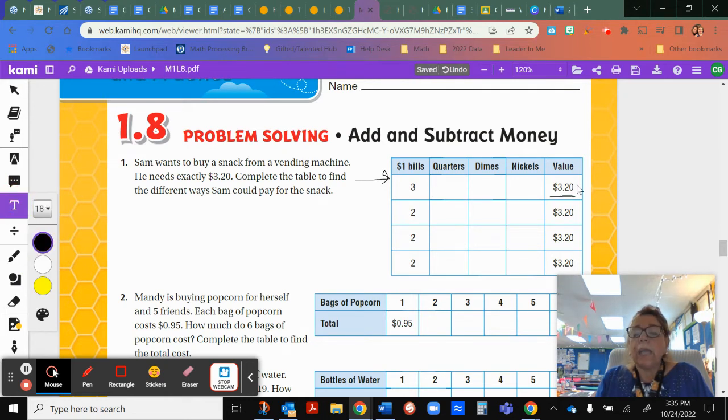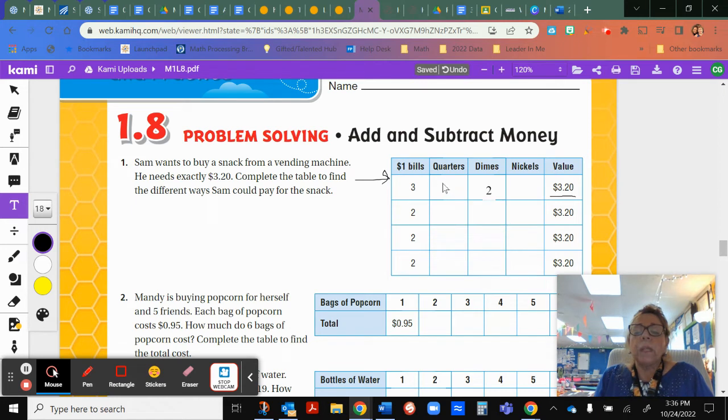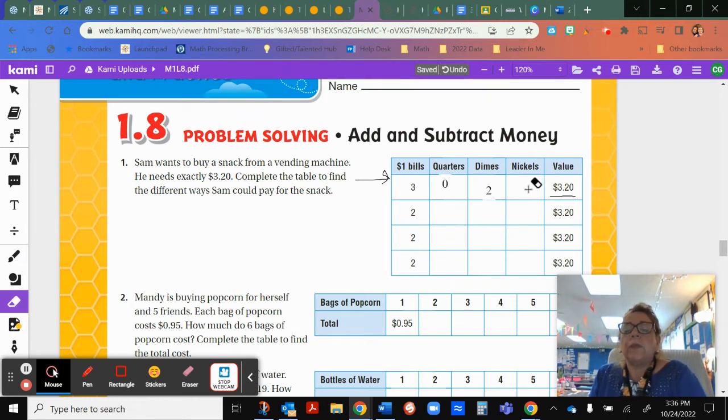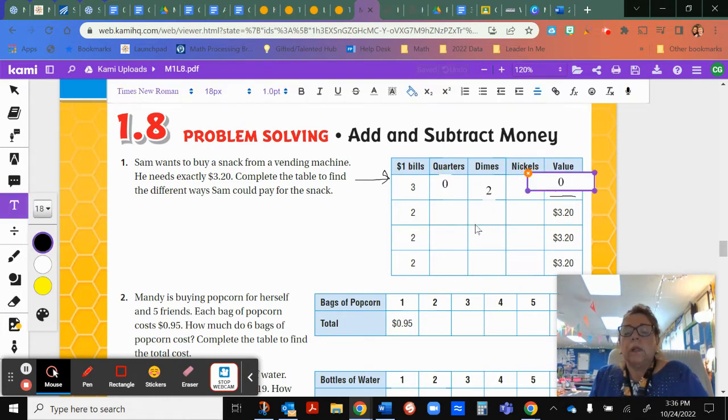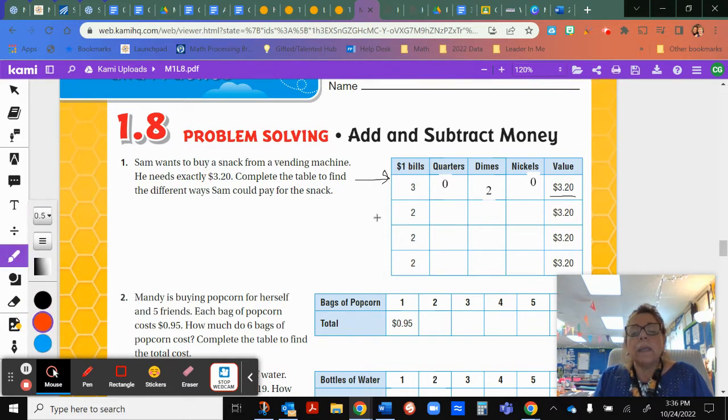Okay, so I have the $3. What kind of change does he have? He has 3 $1 bills. What kind of change could he have? Okay, so he could have 2 dimes because 2 dimes makes 20 cents. And then I'm going to put a 0 here and a 0 underneath the nickels as well. So if I total that up, 3 $1 bills and 2 dimes does equal $3.20. Let's look at the next line.